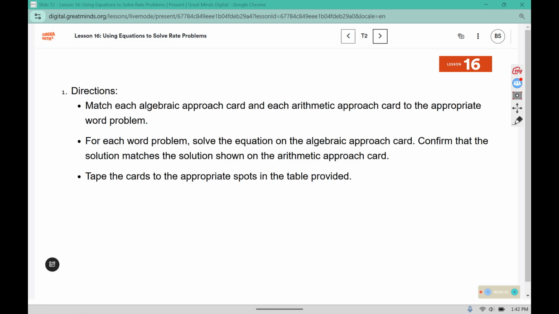For the next couple of problems, we're going to match each algebraic approach card to the appropriate word problem. It also says we're going to use the arithmetic approach, but in my class, instead of using the arithmetic approach and gluing it in, we use that column to solve for the variable. And then confirm that the solutions match and tape them in. So basically, we are just using that right-hand side to solve it algebraically and then taping or gluing them in.